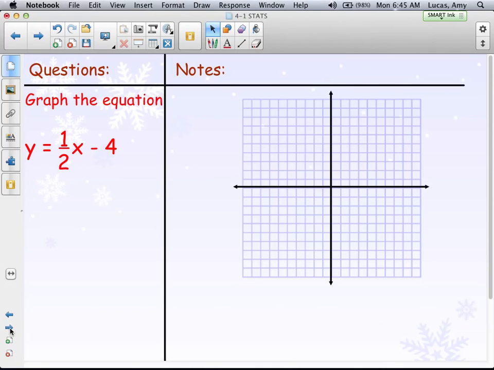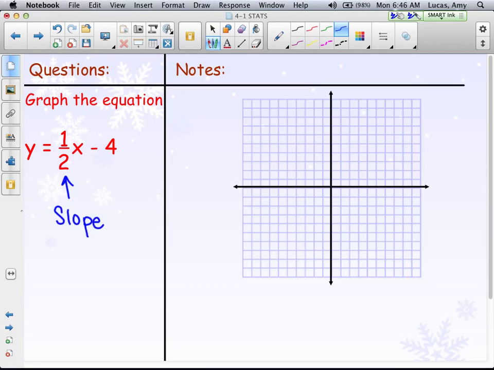The first few problems are a review. It says graph the equation y equals 1/2 x minus 4. What we've done in the last chapter was we looked at the graph and we wrote the equation. So now we're just reversing that process. And instead we're giving you the equation and asking you to draw the graph. So the 1/2 represents our slope for our line, and the -4 represents the y-intercept.